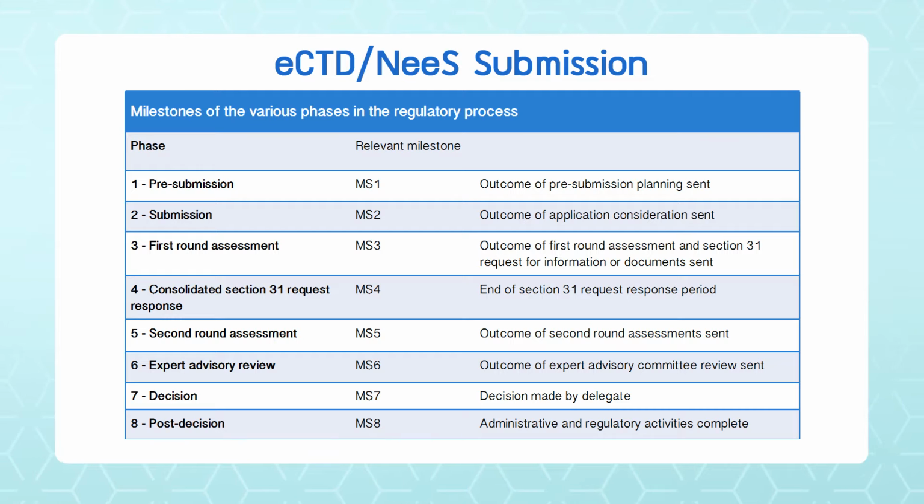Then there is a submission milestone, and there is a first round assessment. Then section 31 is basically request for information or deficiencies. Then consolidated section 31 request response. Then there is a second round assessment. Then there is an expert advisory review if required by TGA. The TGA can send it to experts if they feel that it is required, but if they don't feel so, then this step can be skipped. Then there is a decision period, and then there is a post decision.